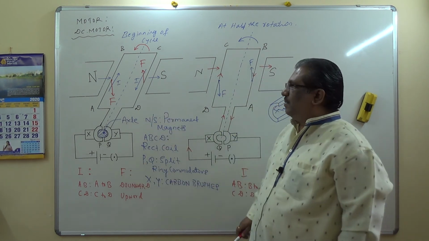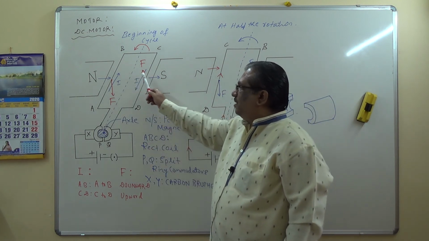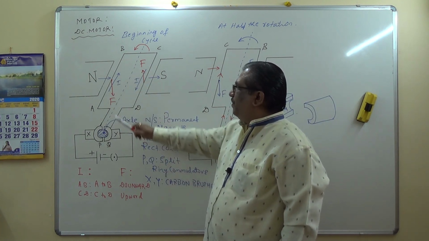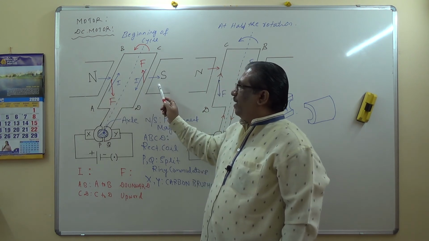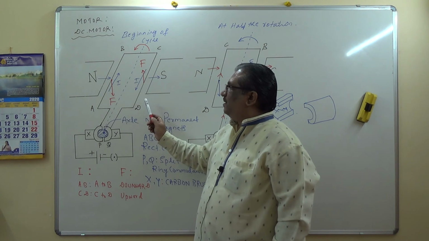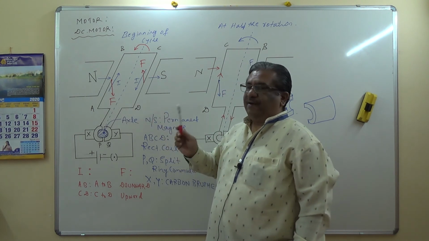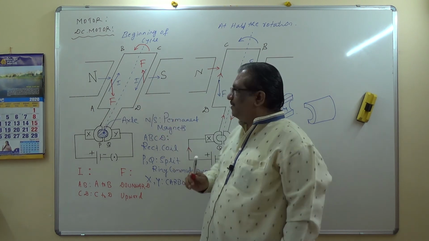To once again summarize, the power and speed of the motor can be increased by increasing the magnetic field strength. That is, we can go for electromagnets instead of permanent magnets. Of course, we can change the polarity also in that case.